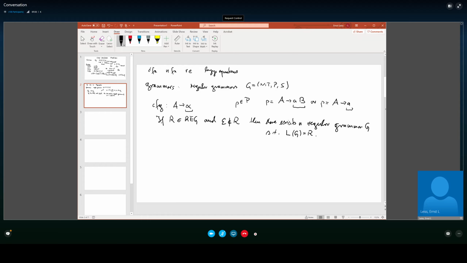So that means we're looking at productions of this type. And that's, of course, the reason why we have to exclude epsilon, because clearly there is no way we can generate an empty string using these two types of productions.